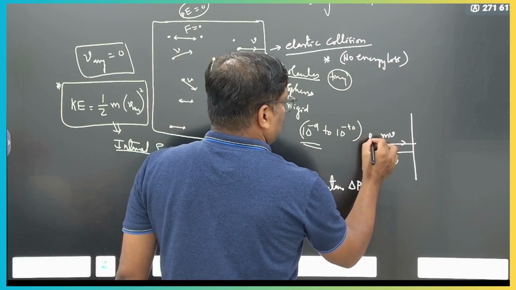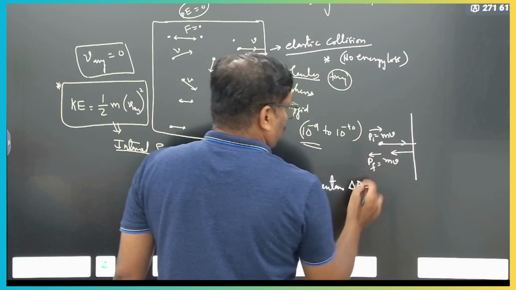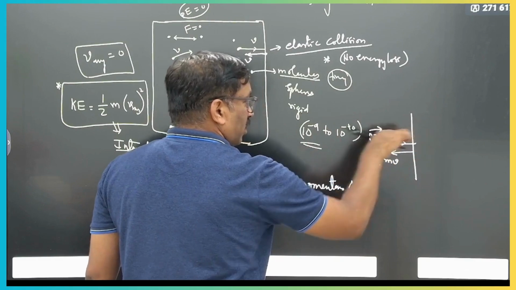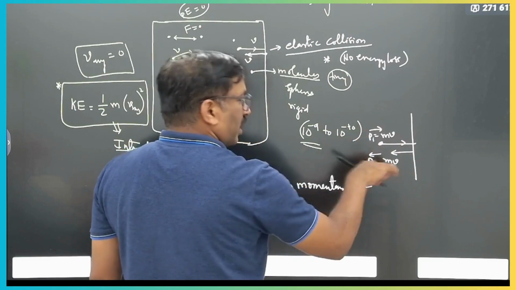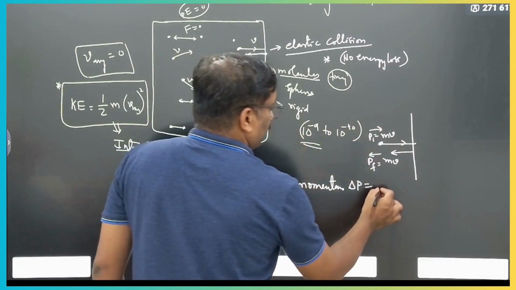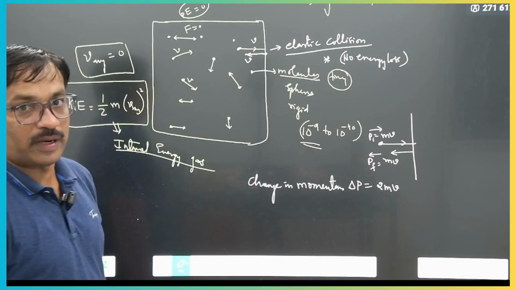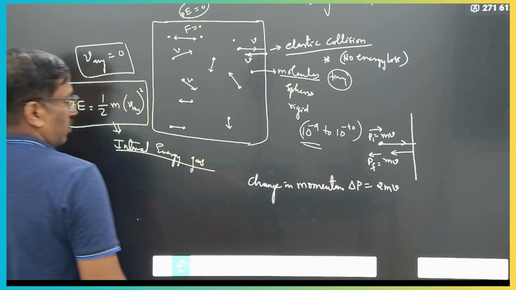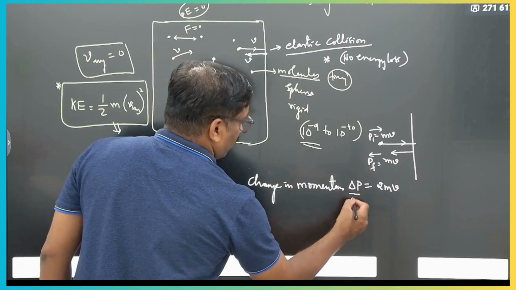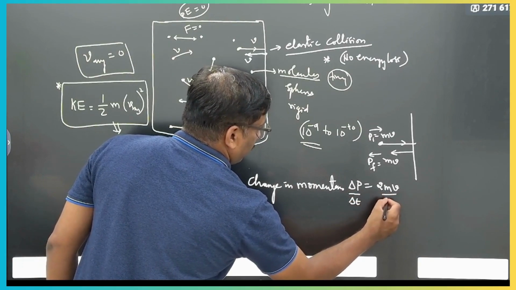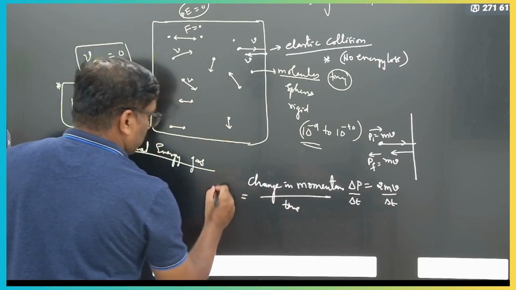So your initial momentum is toward this side, and the final momentum is toward this side. If you consider this direction positive and this negative, they should be added up. I also explained this in our collisions lecture, so please watch it. Therefore the change in momentum is 2mv. If this change in momentum takes place over a certain amount of time, the change in momentum by time we will call a force.